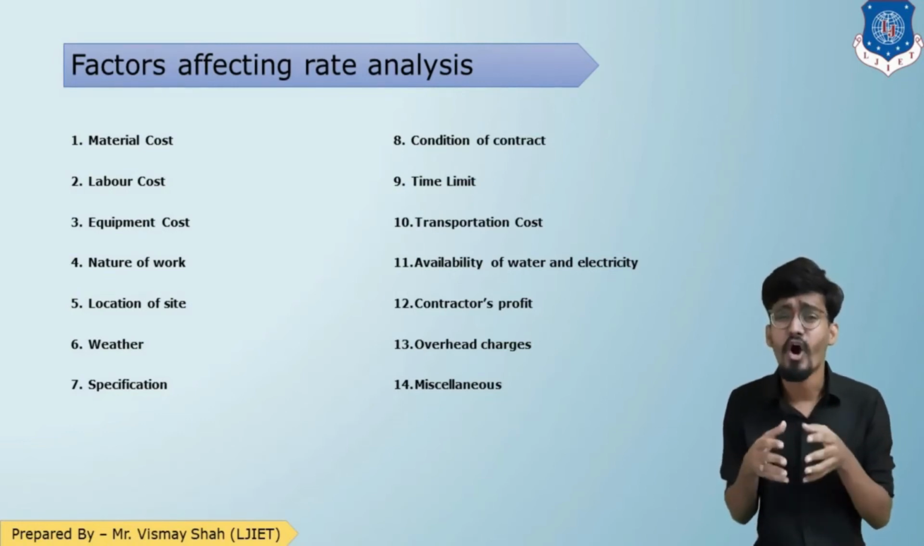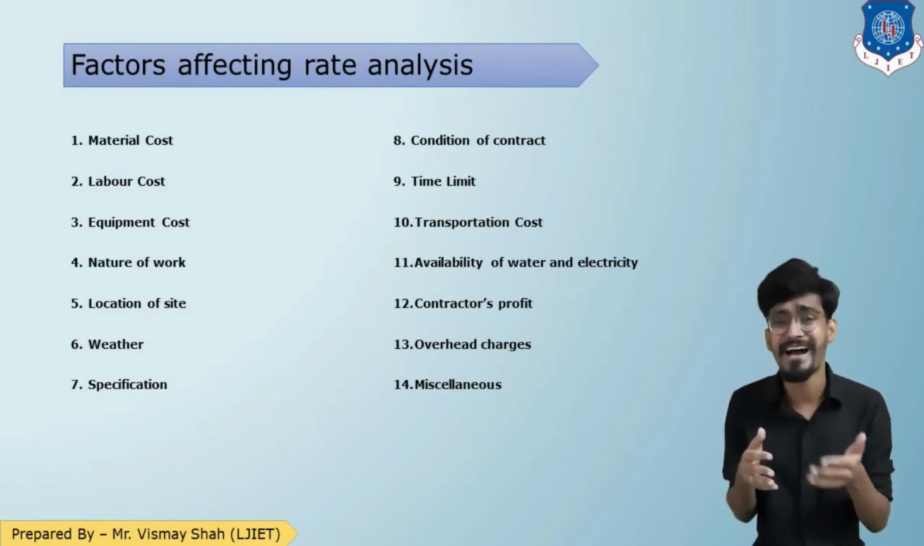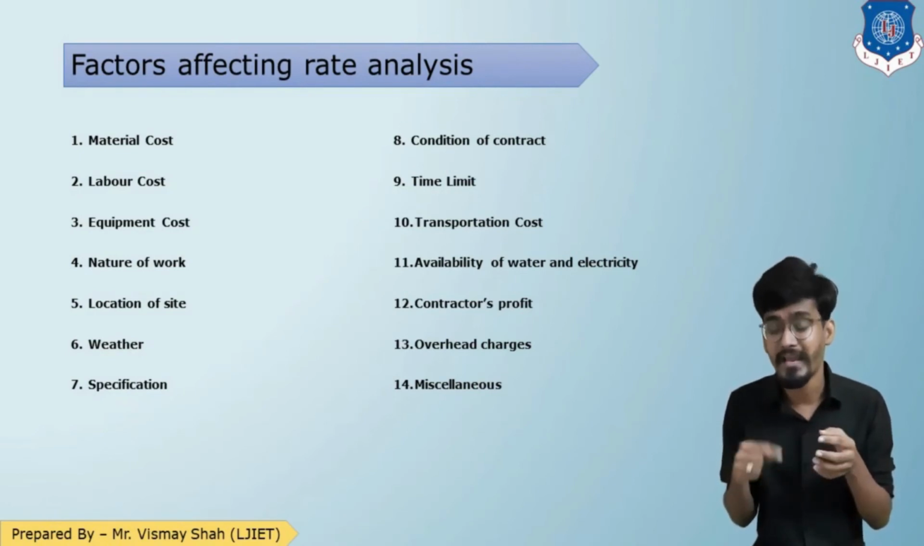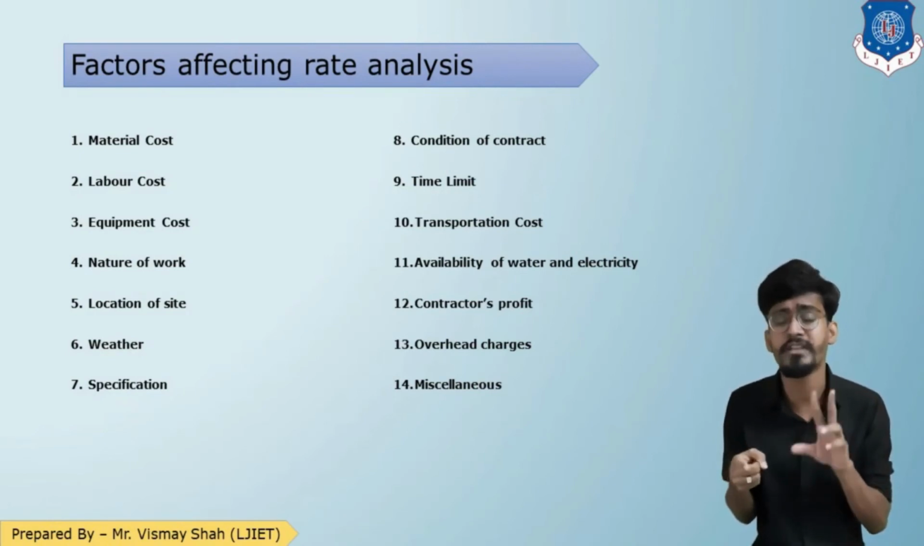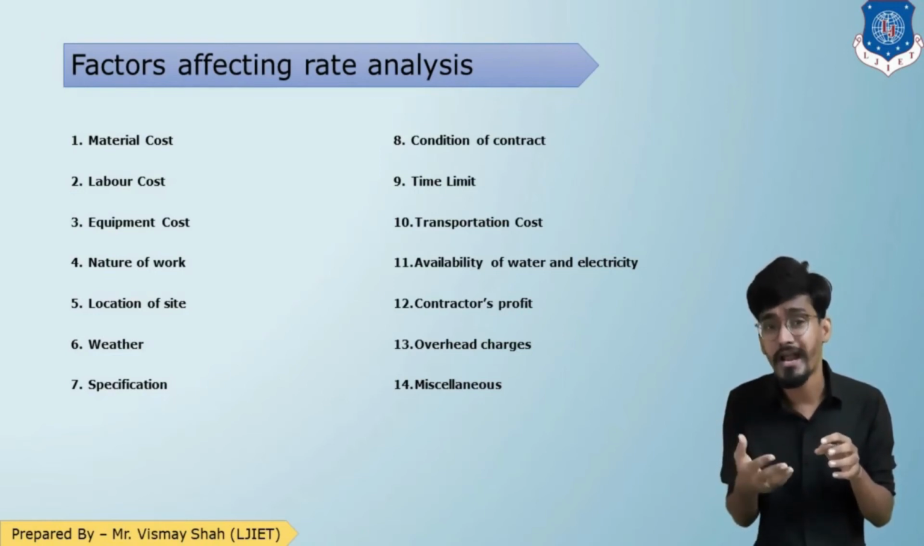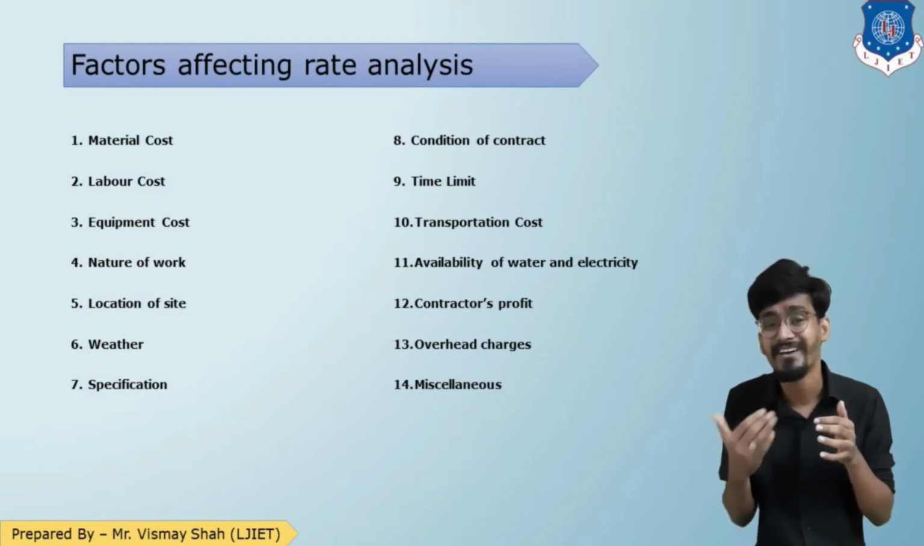The next is contractor's profit. Higher the profit, higher the rate. For example, if I am quoting 90 rupees including 10% profit, the original cost is 81 rupees and I am adding 9 rupees as profit. But now if I want to earn 20%, I'll quote around 97 or 99 rupees. So I hope you are getting my point. Higher the profit of the contractor, higher the rate.